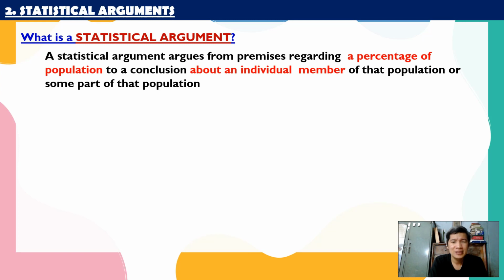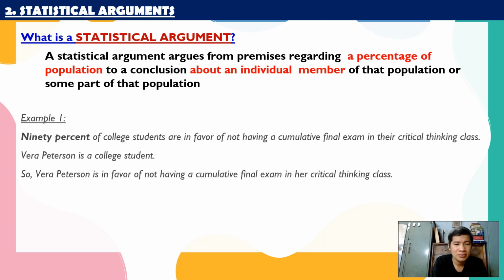It sounds more like mathematics, right? Then in fact, it's an argument that you argue from the premises regarding the percentage of population. You focus on the percentage and you draw a conclusion to the individual. You can see now it's just the opposite from generalization, from the small one to the big ones. But now statistical, from the big population, we draw a conclusion to the members. 90% of the college students are in favor of not having a cumulative final exam in the critical thinking class.